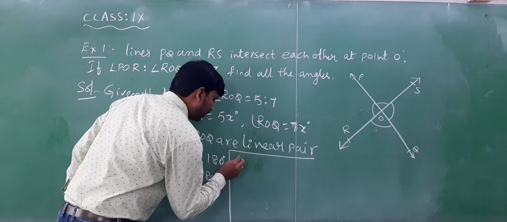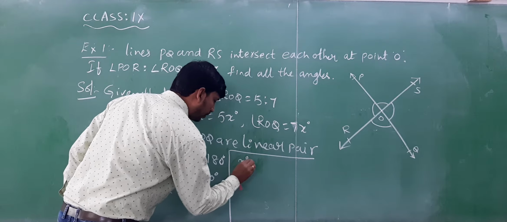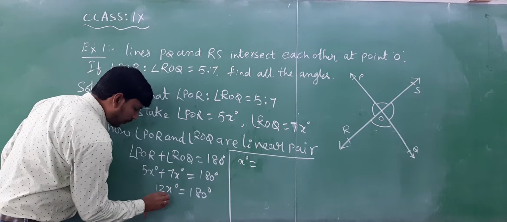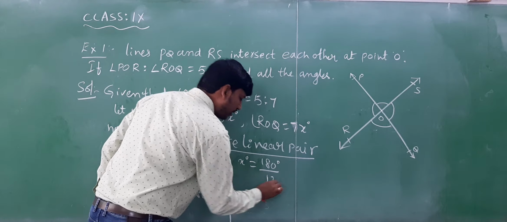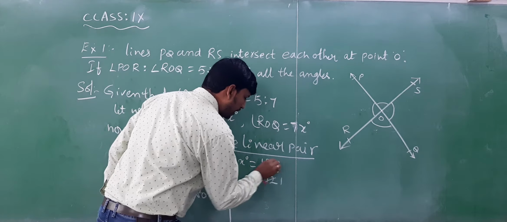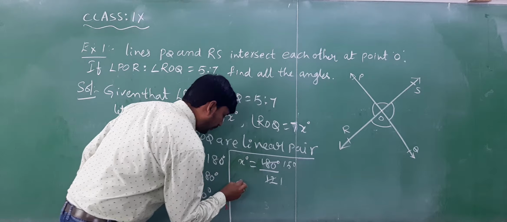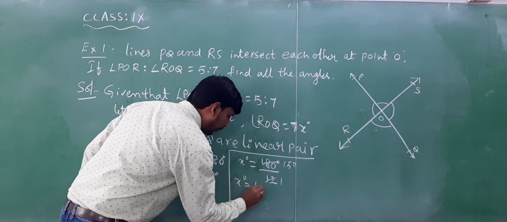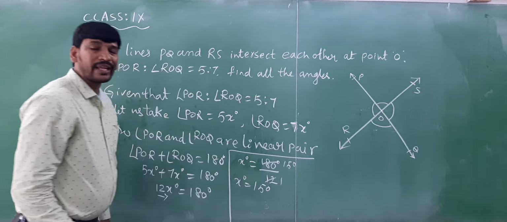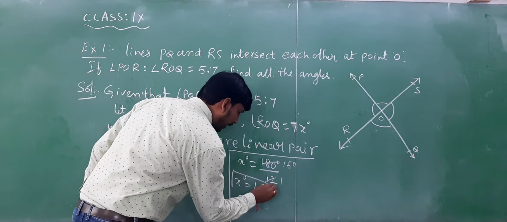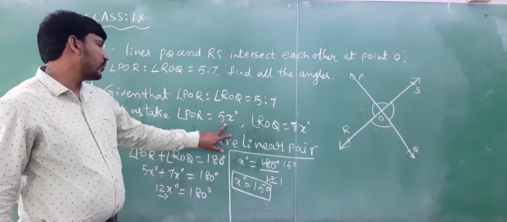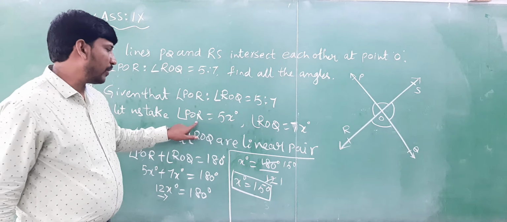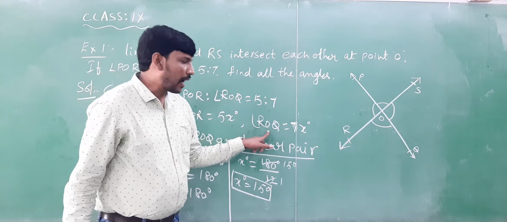Now therefore, x degrees is equal to, by transposing 12 to the right hand side, 180 degrees by 12. By cancellation, 12 ones are 12, 12 fifteens are 180. So therefore x degrees is equal to 15. We got only the x value. This x value we need to substitute in the place of x in angle POR and angle ROQ.